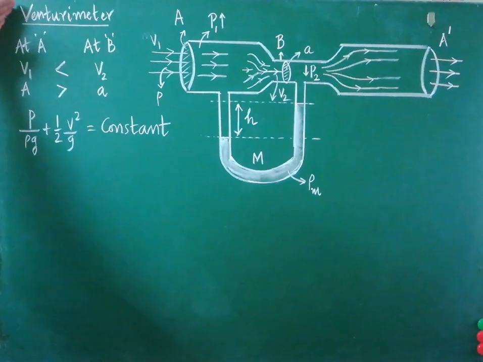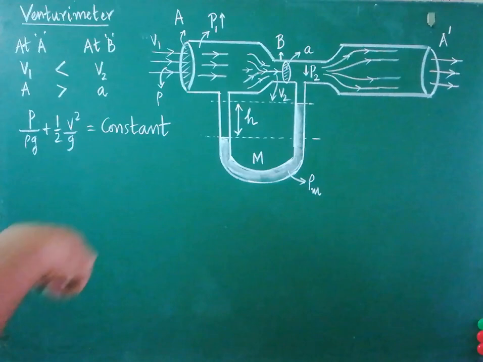Today we are going to talk about the instrument called Venturimeter. The Venturimeter is used to measure the rate of flow of a liquid when it flows through a pipe. The Venturimeter works on the principle of Bernoulli's theorem. This is one of the important applications of Bernoulli's theorem.